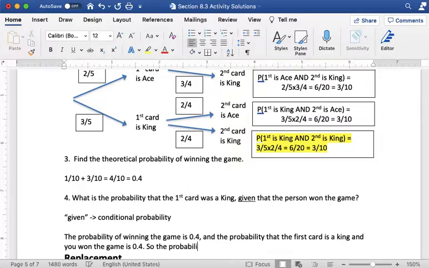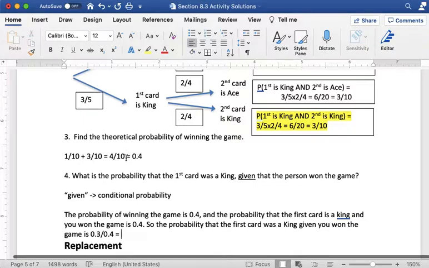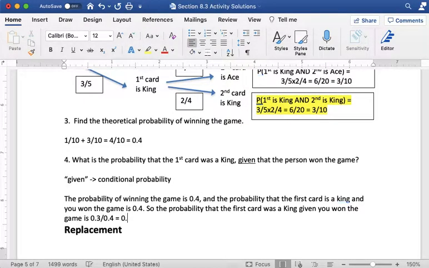So the probability the first card was a king given you won the game is going to be 3/10 divided by 4/10. So in this case, the 4/10 is the total, because that's going to be the part that's given, and then the probability that you're looking for is the probability that it was a king. So the probability that it was a king was the 3/10. So 3/10 divided by 4/10, and if you divide that, you get 0.75 or 3/4.